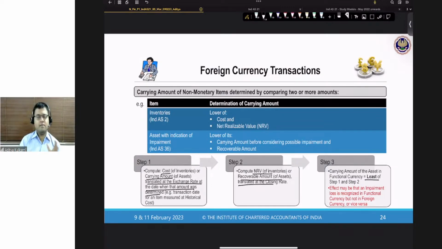Basically what it is saying is, first convert it to functional currency, then you do the NRV testing, then you do the impairment testing. You will accordingly be able to get the answer. Don't first give the effects for impairment or NRV, whatever it is, and then do the conversion. No, that is prohibited. You will have to first do the conversion to INR or functional currency. Then you look at NRV testing or impairment testing, and then take the entry in the journal.